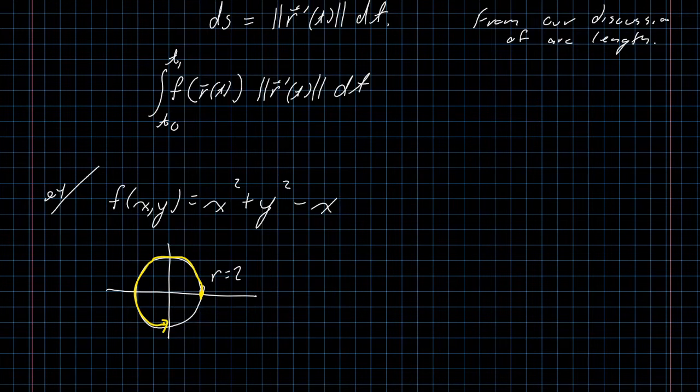All right, and we're looking to figure out, if we call that our curve C, we're looking at the integral on C of f, and I guess I can call it f of x and y, ds. So the first thing we want to do is parameterize this path.